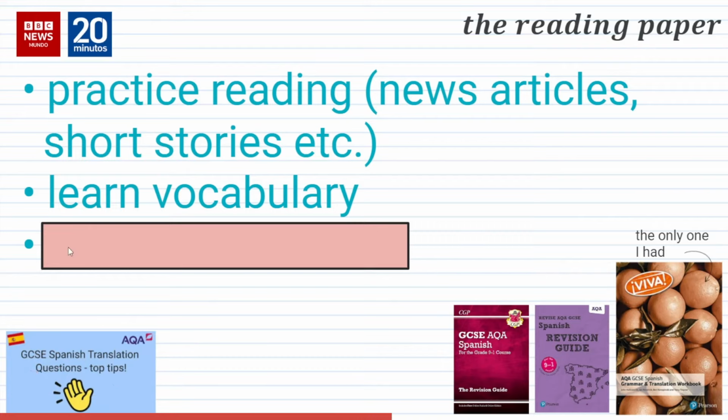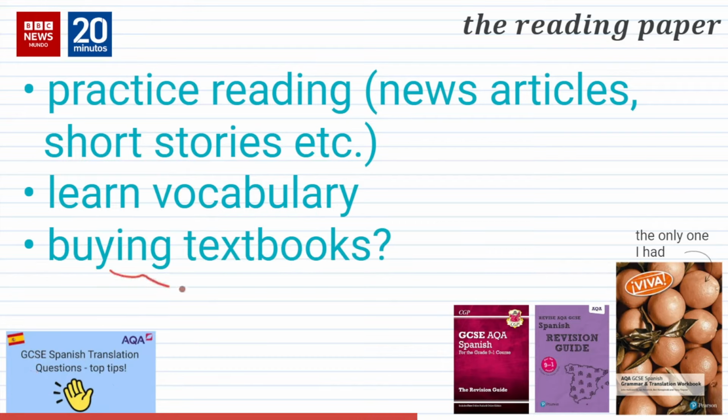I'm also going to talk about buying textbooks. So most people would consider buying the CGP workbooks and revision guides because CGP does make good revision books. I personally never used any CGP books for Spanish, but I did use this Viva grammar and translation book. Pearson Revise also makes Spanish revision books. Generally speaking, I don't think you need these books. There are plenty of ways to practice Spanish skills using the past papers online, but if you think they will help you stay on track, then by all means buy the books.